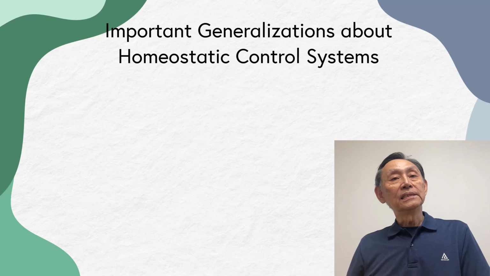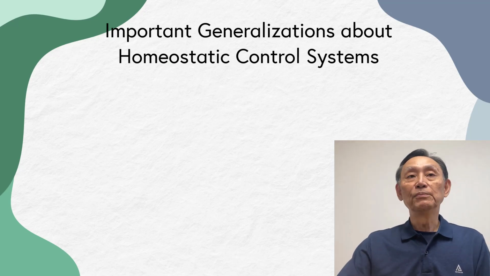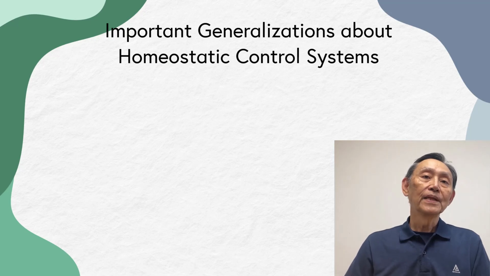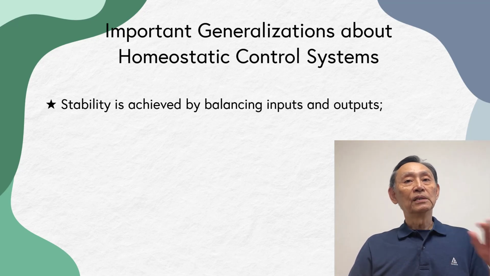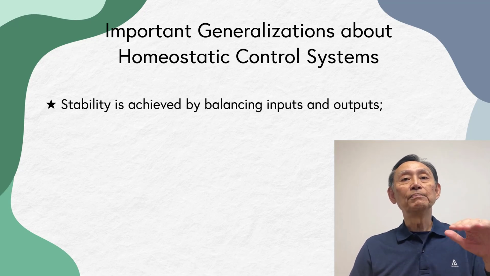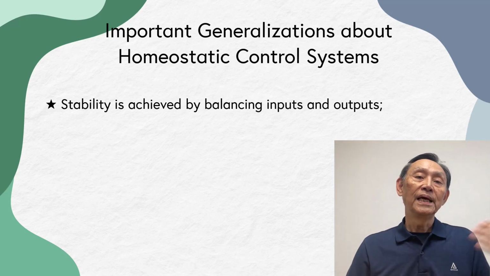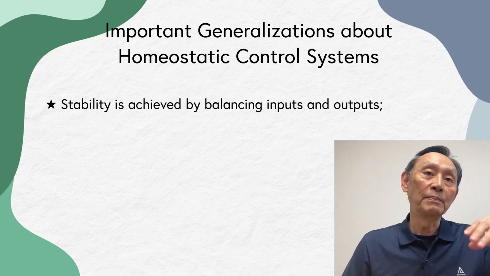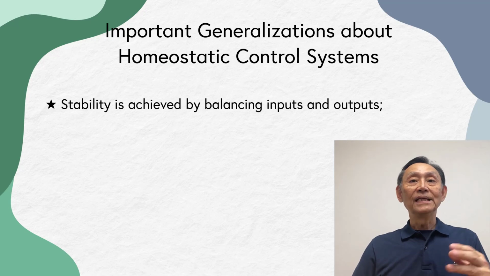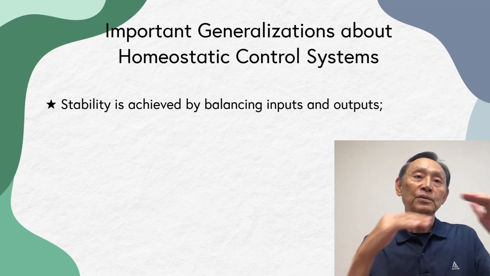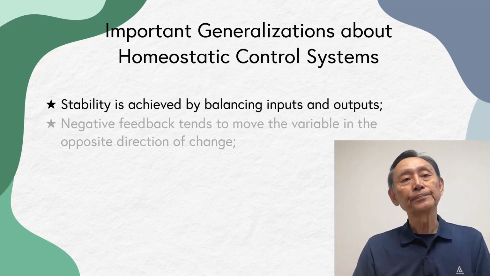To end the discussion of homeostatic control systems, we have some important generalizations. First, the steady state, the stability, is achieved by balancing inputs and outputs. So if you have more inputs, then you probably need more outputs. If you have less inputs, then you need less output to maintain stability.